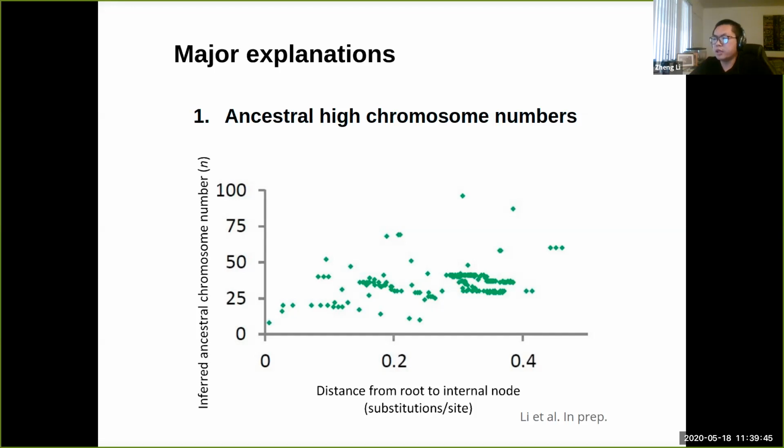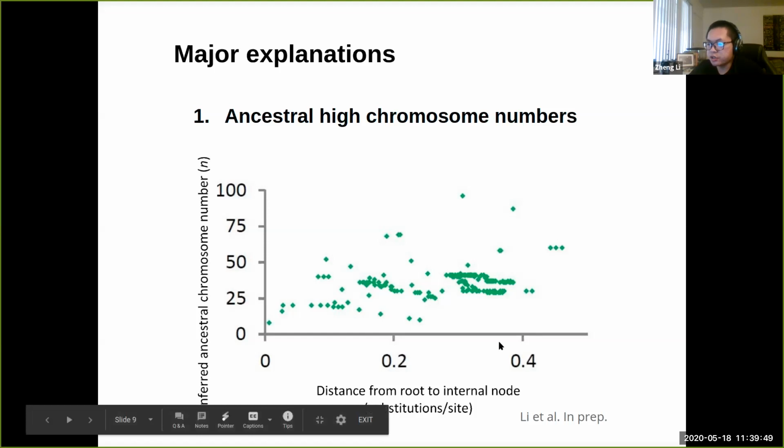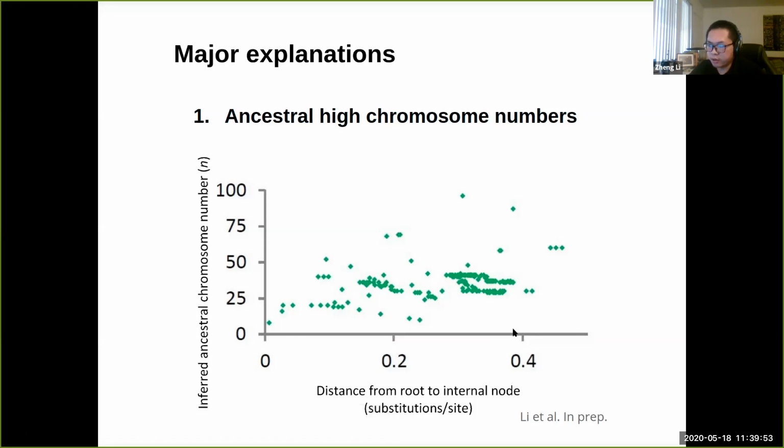But from our chromosome analyses, looking at chromosome number evolution in ferns, what we're seeing suggests it's not very likely. So in here, this figure is showing you the x-axis, just showing you the distance from the root towards the tip. And on the y is showing you the inferred ancestral chromosome number. So if you're moving up from the root towards the tip, we're actually seeing increases of chromosome number rather than ancestral high chromosome number.